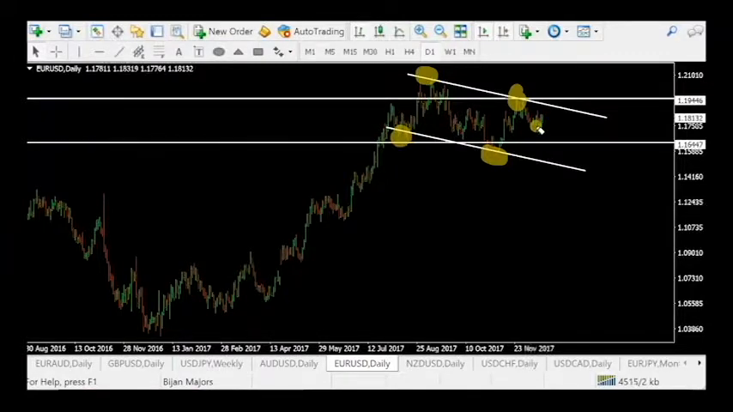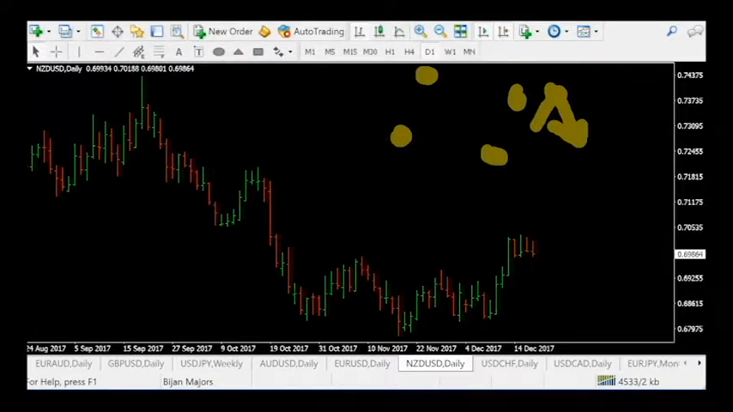Okay, so we just wait for the price to retrace here and then give us a bearish signal to go short. At this stage, just staying to the side. Okay, all right, good. New Zealand US dollar.